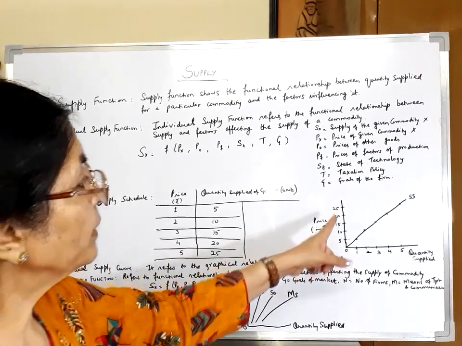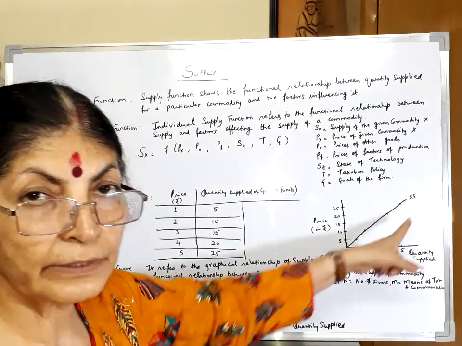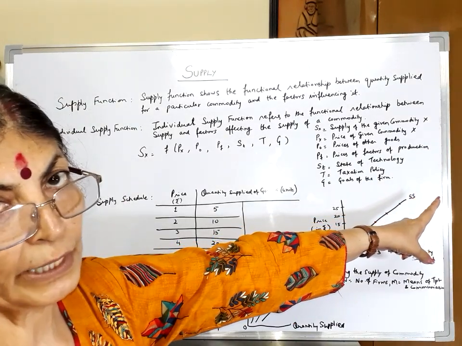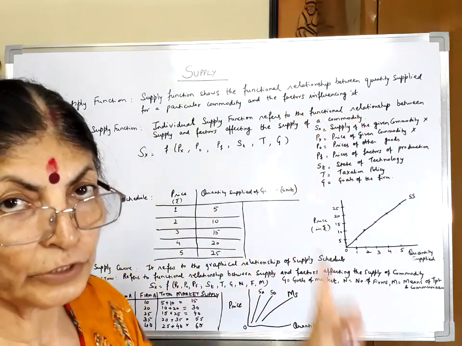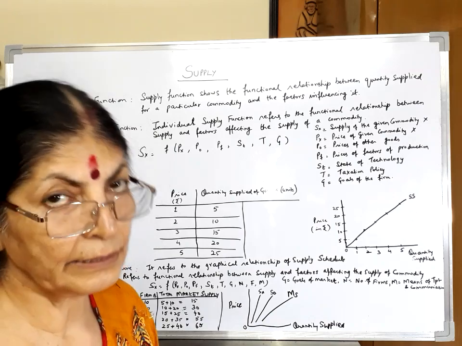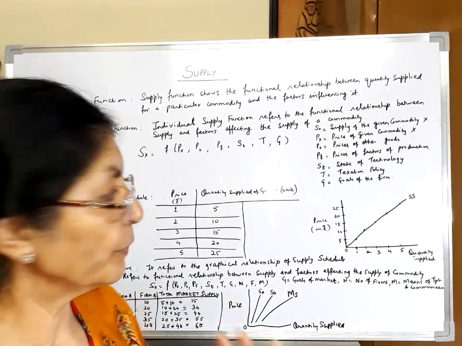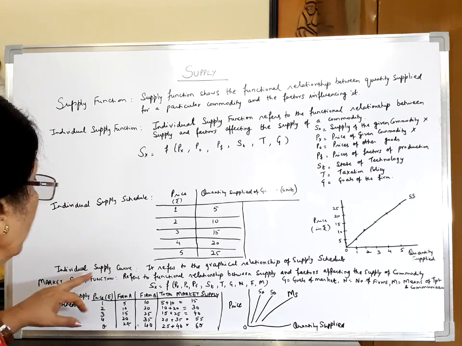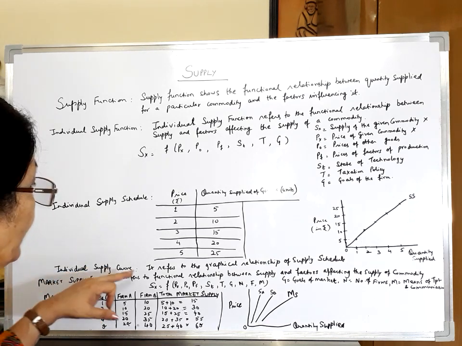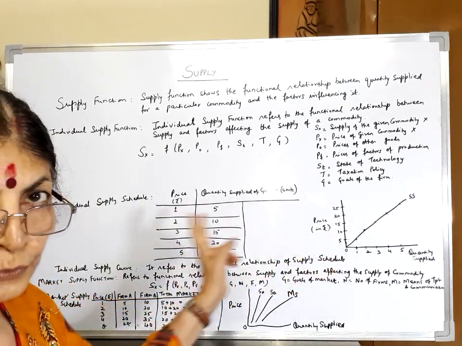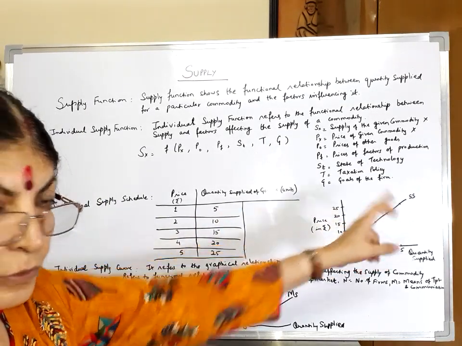Now here, when you plot it, you find a rising curve. The supply curve shows a positive relationship between the price of the commodity and its quantity supplied. When price rises, the quantity supplied will also rise. Then we come to the individual supply curve, it's written very clearly. It refers to the graphical relationship of the supply schedule. That is why we have drawn it alongside.